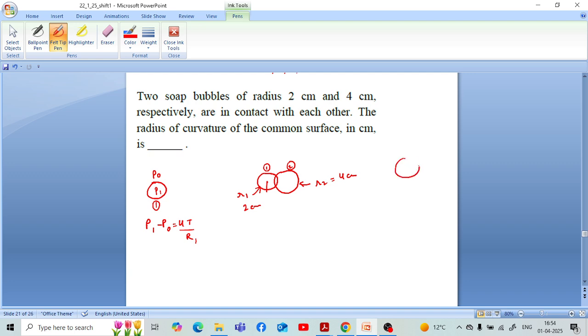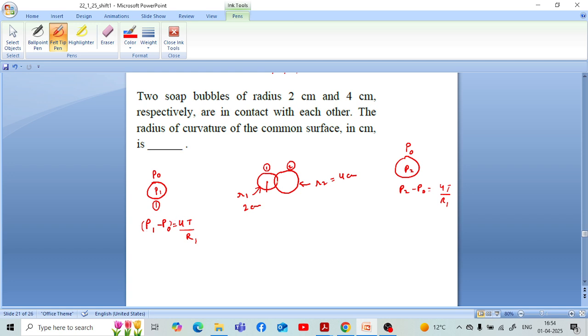Similarly, the second bubble is also surrounded by the atmosphere, so let the atmospheric pressure be P0 and the inside pressure be P2. So the excess pressure P2 minus P0 is given by 4T upon R2. Now, when these two bubbles are in contact with each other, the smaller bubble will press the bigger bubble. If you look carefully, the excess pressure is inversely proportional to the radius of the bubble. So, lower the radius, larger the excess pressure.